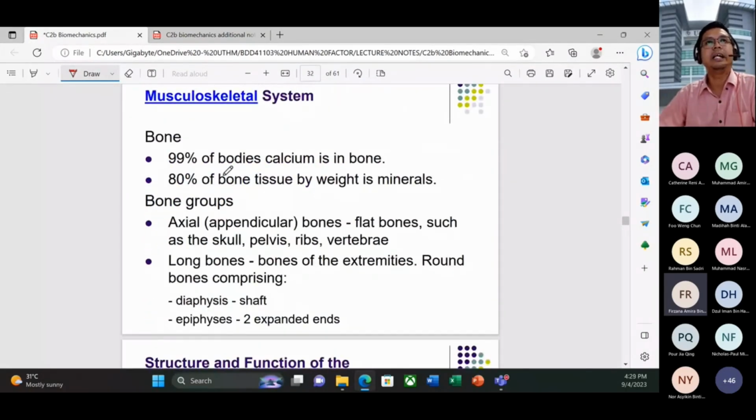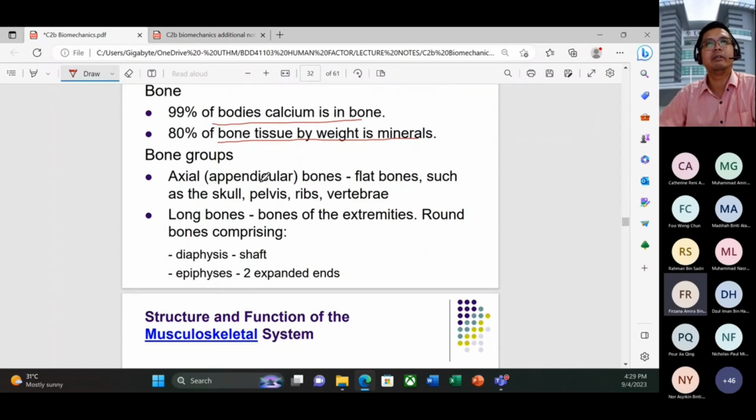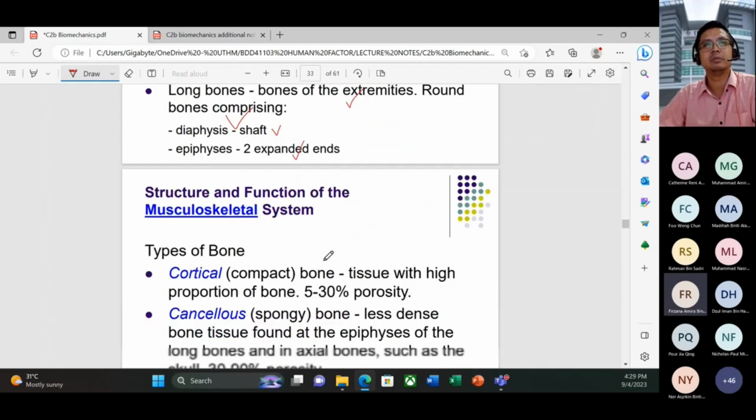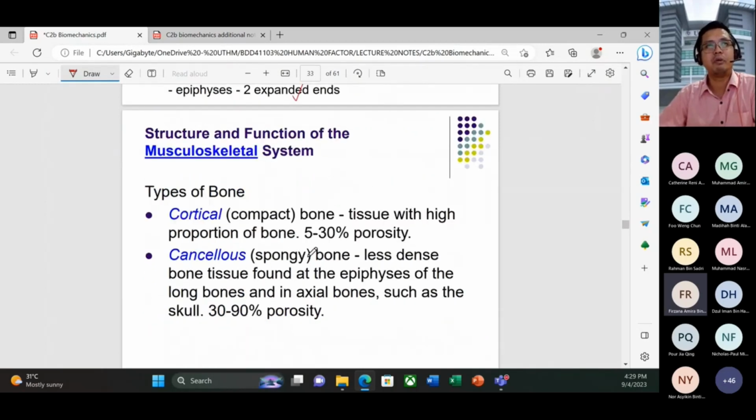For bone, 99% of the body's calcium is in the bone, and 80% of bone tissue by weight is mineral. Bones are grouped into axial and long bones. Axial bones are flat bones such as the skull, pelvis, ribs, and vertebrae. Long bones have a shaft and expanded ends. We also have types of bone: compact bone and spongy, or cancellous, bone.